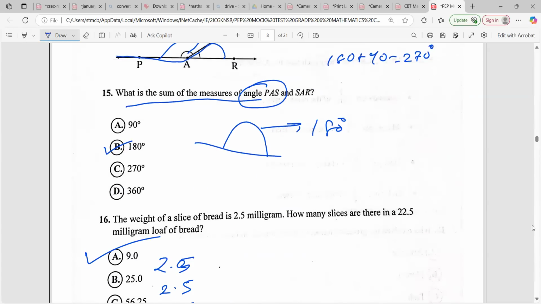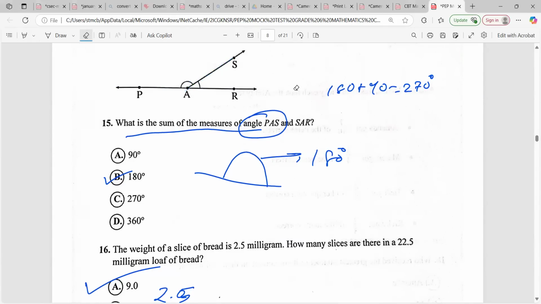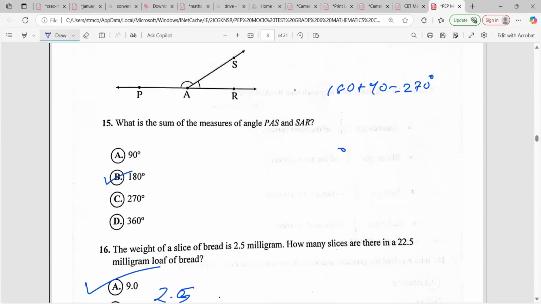Alright, it's just a straight line. A straight line angle measures 180 degrees. So this is the entire angle. You're gonna add the two angles. So no matter how you look at it, it's gonna be a straight angle. Look, when you add the two of them, this is 180 degrees. You see?